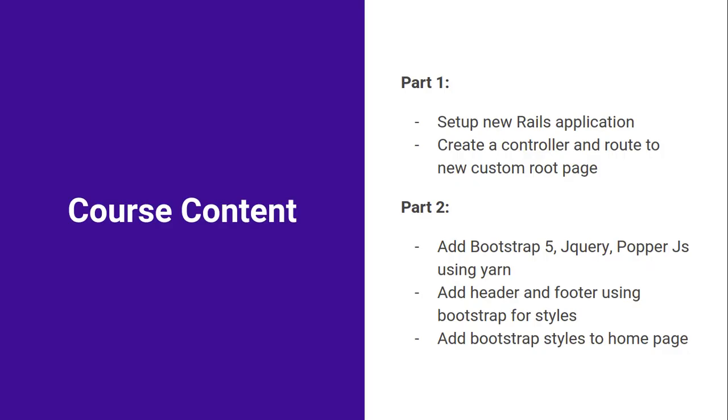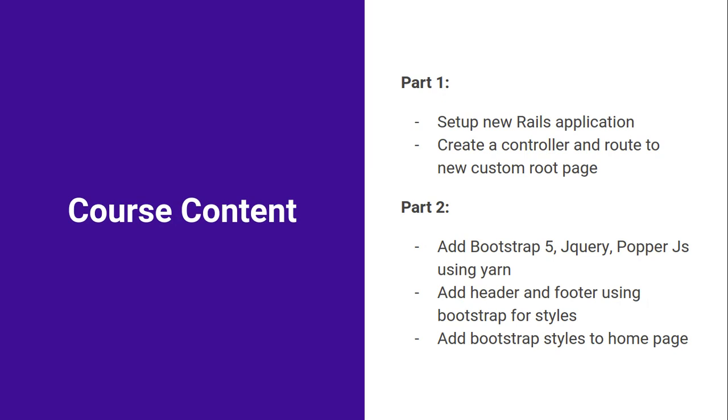This course content has been divided into six equal parts. Every part has some tasks that we need to perform. The first part has two tasks: set up a new Rails application and create a custom controller with a custom landing page. In the next part, part 2, we will add Bootstrap 5, jQuery and Popper.js using Yarn packages.